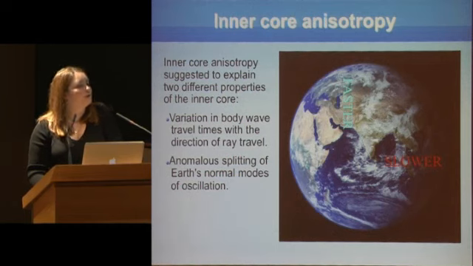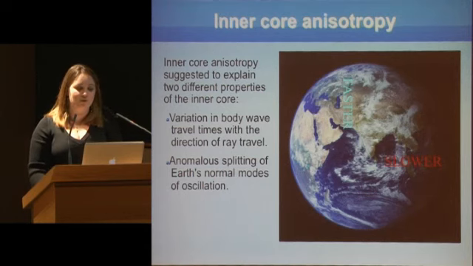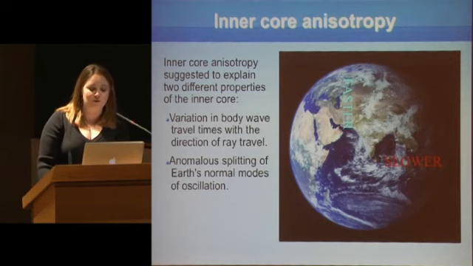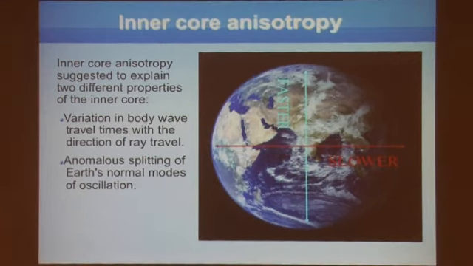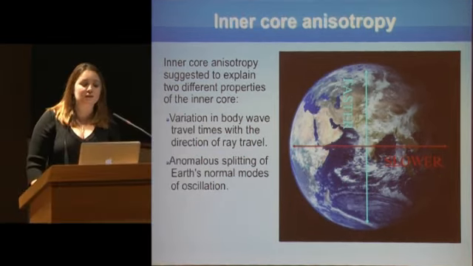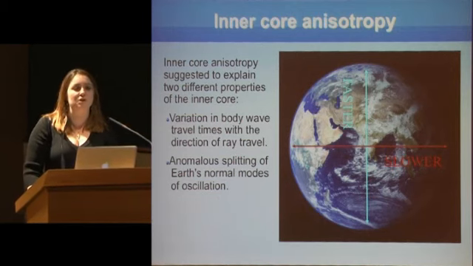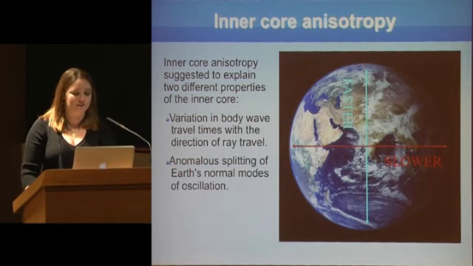Inner core anisotropy was suggested in two back-to-back papers to explain two different seismic properties of the inner core. The first is the variation in body wave travel time with the direction of ray travel. So waves which travel north-south through the Earth will go faster than those which travel east-west. So polar rays will be faster than equatorial rays. The second seismic observation was the anomalous splitting of Earth's normal modes of oscillation, and I'll talk more about this later.